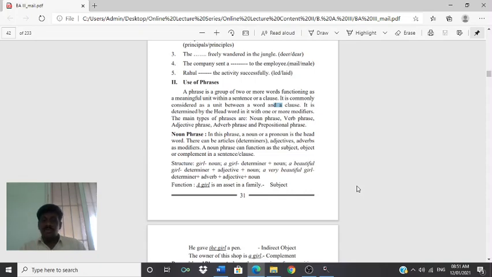In this phrase, a noun or a pronoun is the head word. Understand that, as I told you, to recognize whether it is a noun phrase or verb phrase, you should recognize the class of the head word. You should ask a simple question: what is this sentence about, what is it giving information about? If it is about a noun, it is a noun phrase. If it is a verb, it is a verb phrase. So you should recognize that, you should understand that.